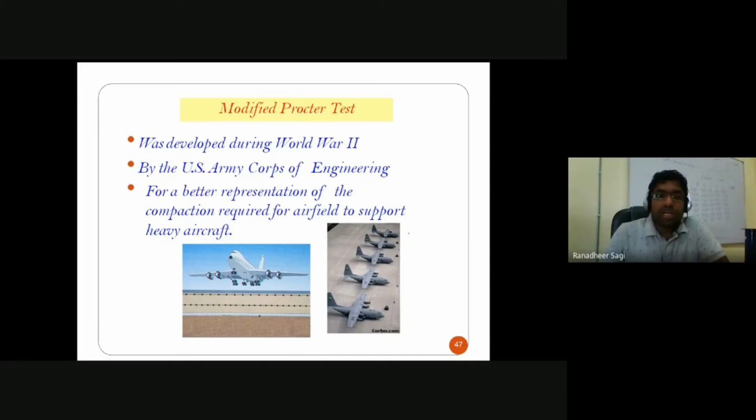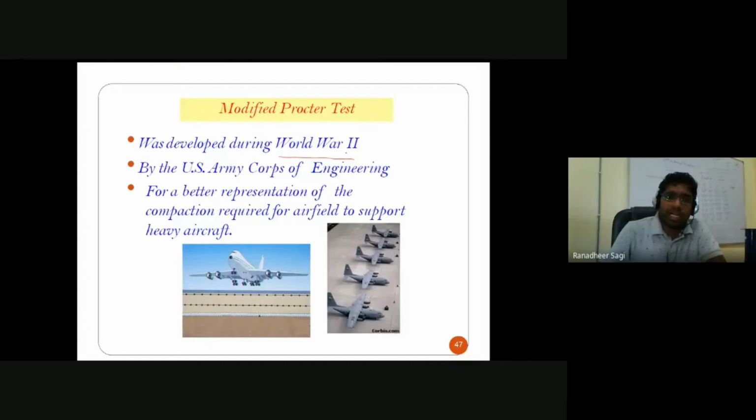So in the case of the standard Proctor test, we have also said that it's not the only test. We also have the other type of test, which is called the modified Proctor test. Why did this modified Proctor test come into existence? During World War II, there was a necessity of constructing runways at airfields, which were supposed to carry heavy aircraft.